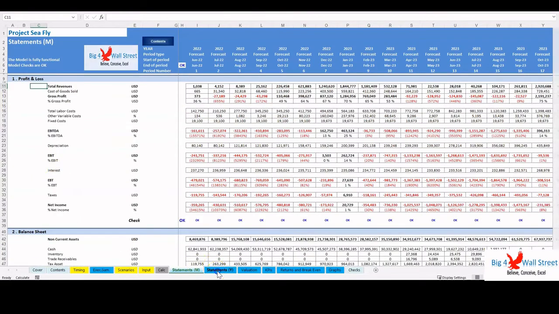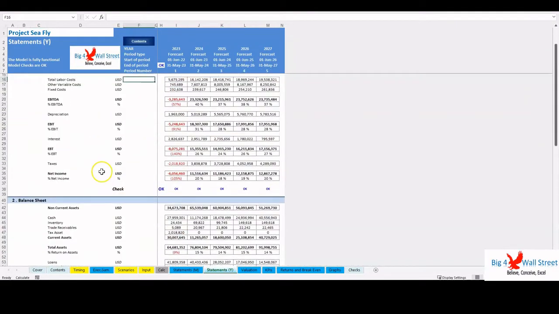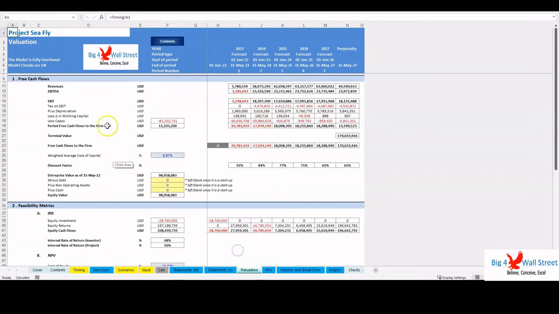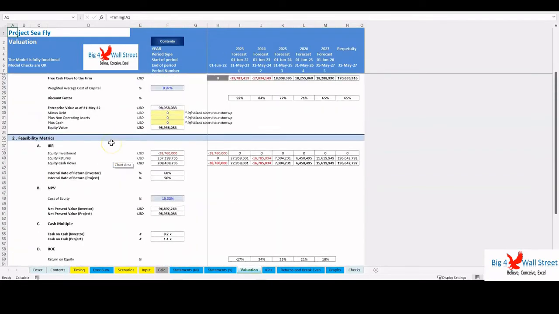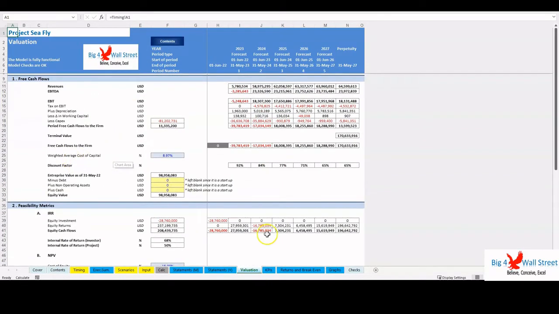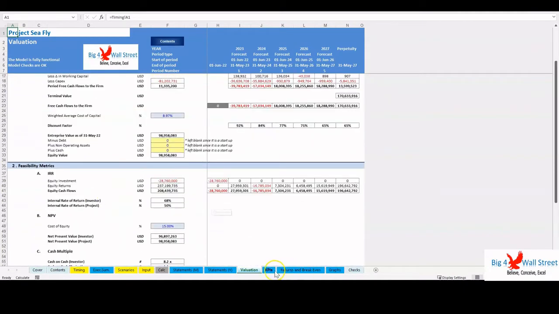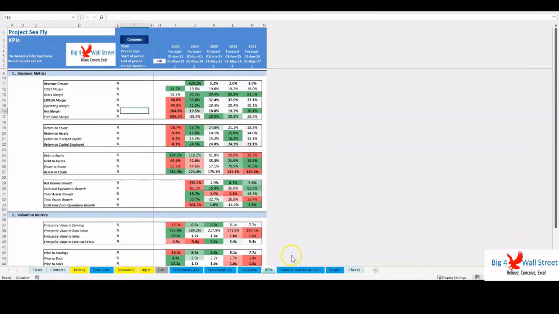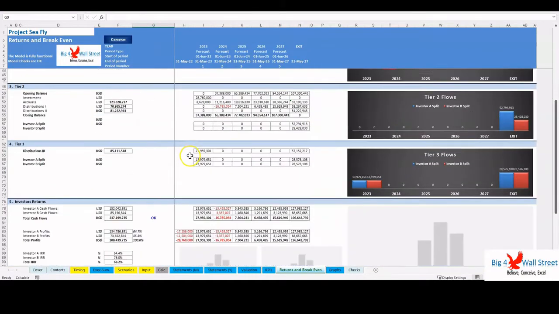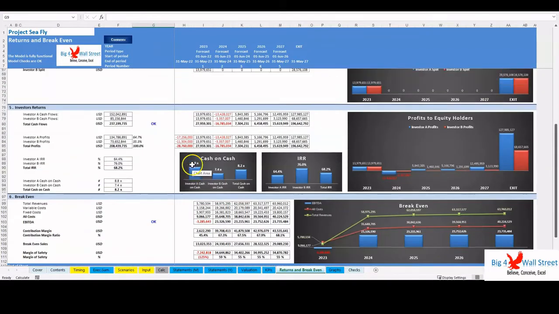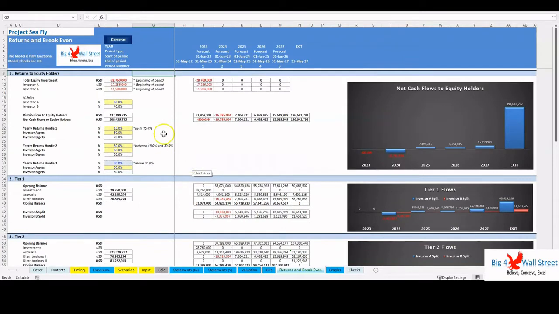a monthly and yearly basis, the valuation of the business and its feasibility metrics, such as net present value, internal rate of return and cash on cash multiple, various KPIs and ratios, investor returns, where the user can set the hurdle rates and distribution split between equity investors, and break-even analysis, break-even sales, break-even volume and margin of safety.